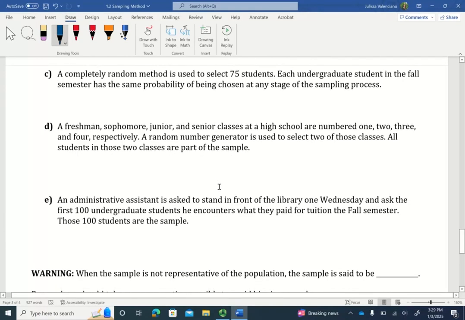I will take some time to give you a warning here. When the sample is not a good representation of the population, or does not represent the population, the sample is said to be biased. So when you're considering a research study, you should ask yourself, what type of sampling method did they use? Is the sample biased? Does the sample represent the population or not? I just wanted to give you that warning. Again, go ahead and answer the questions above.